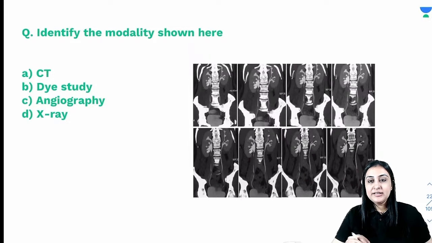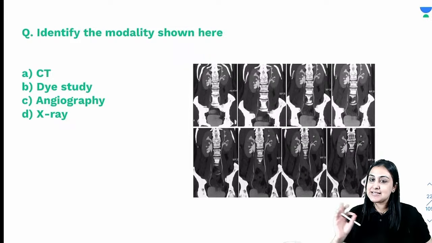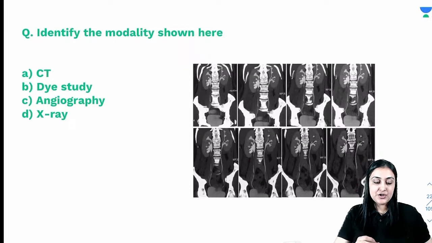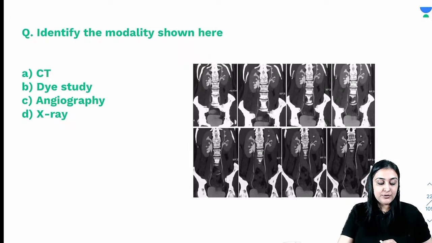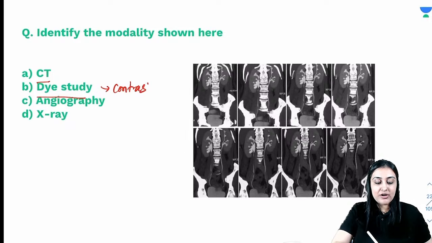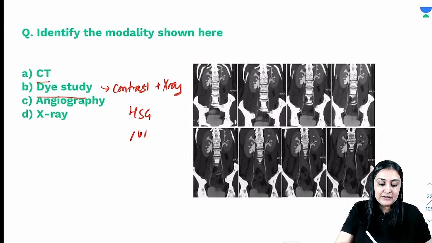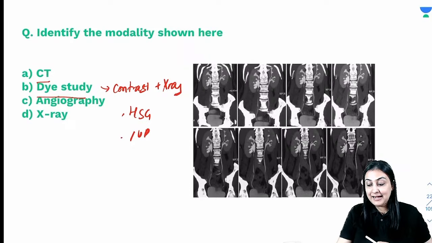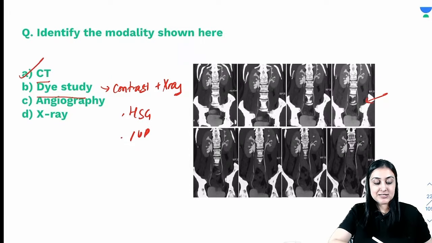Now going on to all the repeat questions asked from the basics, you guys will answer now. So this is your repeat INICT question. Identify the modality which is shown here. A lot of students got confused between dye study and CT scan. Remember, dye study is when I use iodinated contrast with an X-ray, like an HSG, like an IVP, where contrast is put in and I am seeing X-ray in the background, but here you can see bones are white, so this is a CT scan.